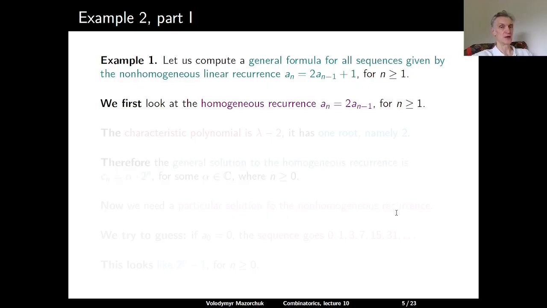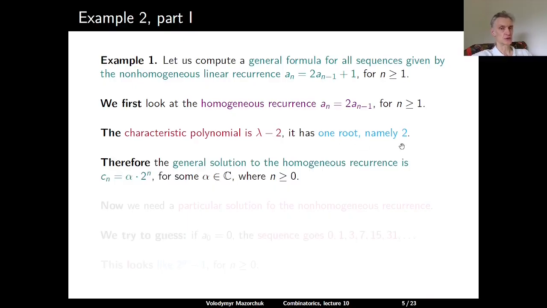So we first look at the homogeneous recurrence. The homogeneous version is an is equal to 2 an minus 1 for n greater than or equal to 1. The characteristic polynomial is lambda minus 2. It has one root, namely 2. Therefore, the general solution to the homogeneous recurrence is Cn equals alpha times 2 to the power n for some alpha, where n is greater than or equal to 0. Now we need to find a particular solution for the non-homogeneous recurrence.